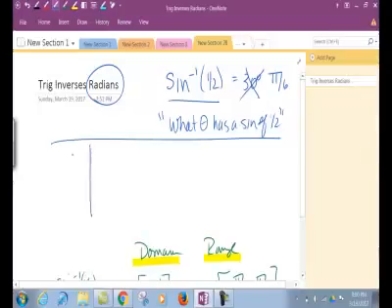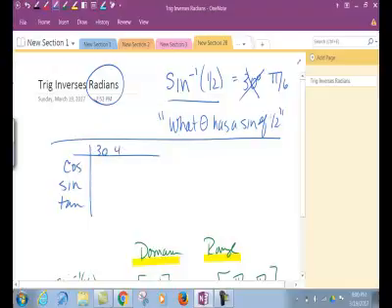So what you're going to do is use the table that we've come to rely on, right? And instead of 30, 45, and 60, we're going to remove those to pi over 6, pi over 4, and pi over 3. But the values haven't changed here. The values are the same.